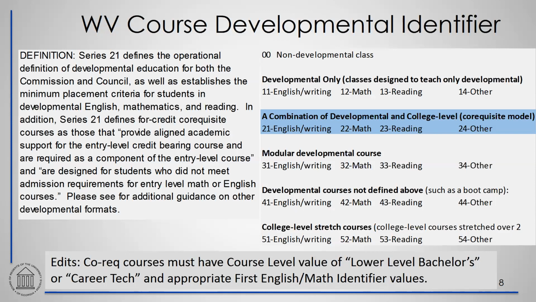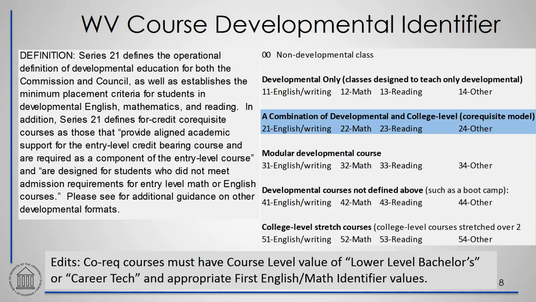So as I mentioned earlier, when West Virginia started recording this data, it was before co-requisite had emerged as the model that was most successful for students. So as you'll see, there's a code for classes that aren't developmental, and there's developmental only codes. So it's a sort of traditional model of remediation, and then different numbers depending on the subject. And then in blue highlighted there, the co-requisite model. So if a class is a co-requisite English class, it's a 21. If it's a co-requisite math class, it's a 22.